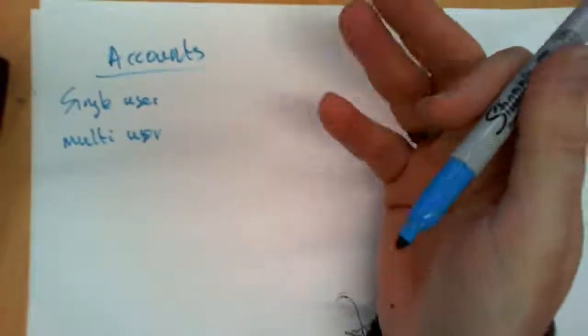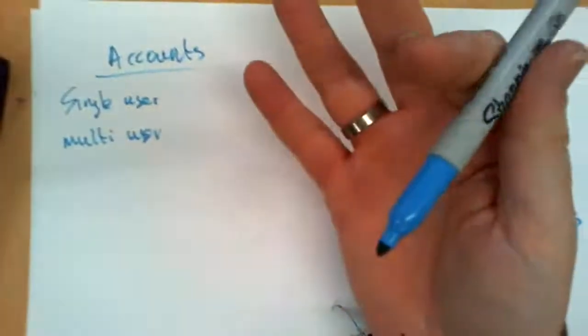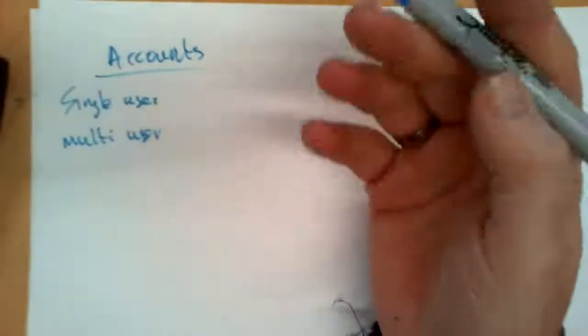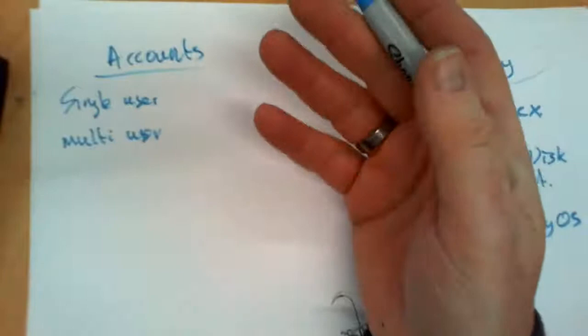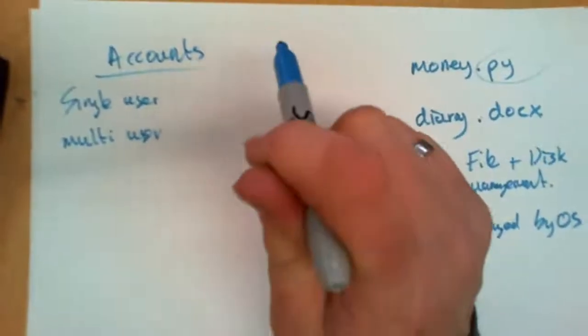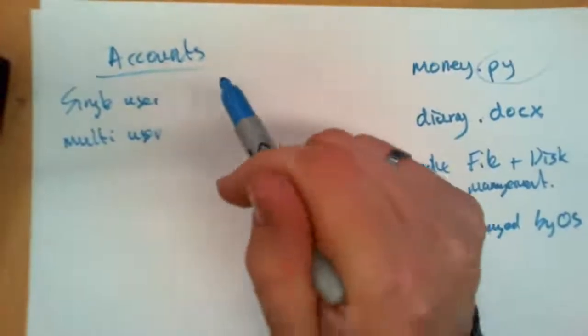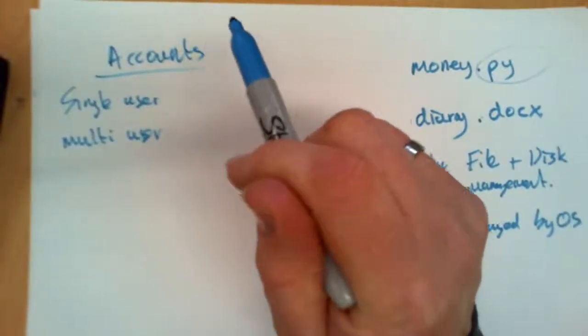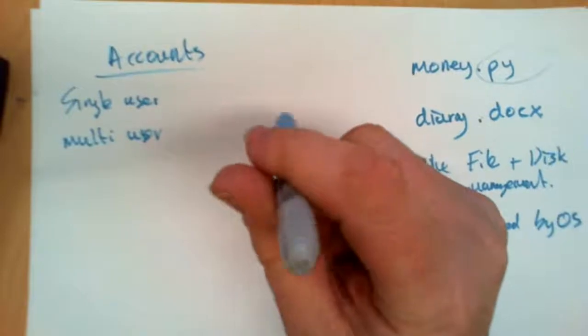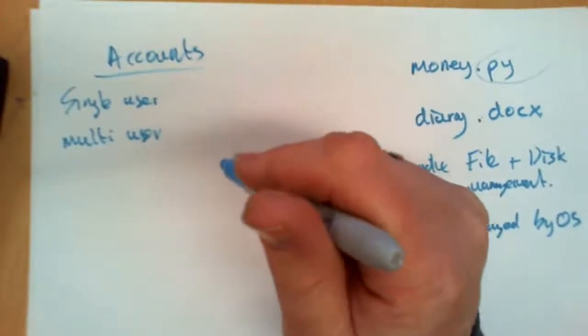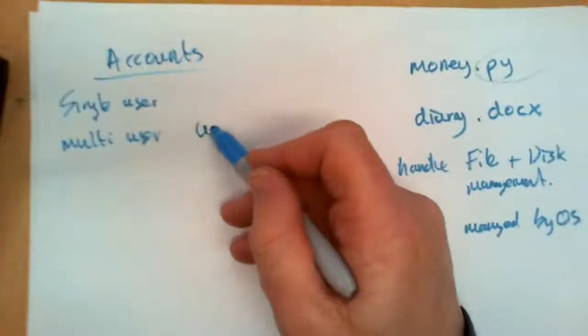Okay, most operating systems such as iOS, OS X, Windows 10 are single user operating systems. Even if they have multiple user accounts or are connected to a network, there's still only one person who can use it at one time. Okay, multi-user, the only one I can think of would be Unix.